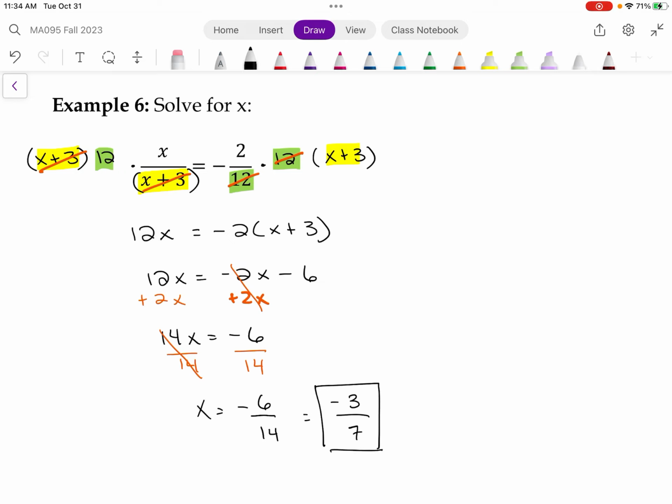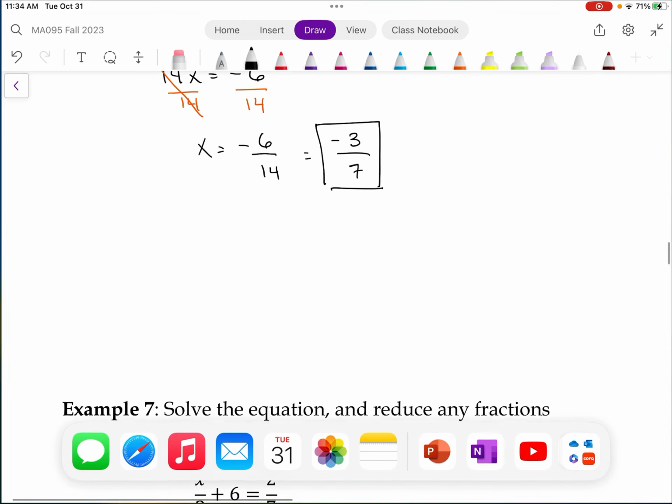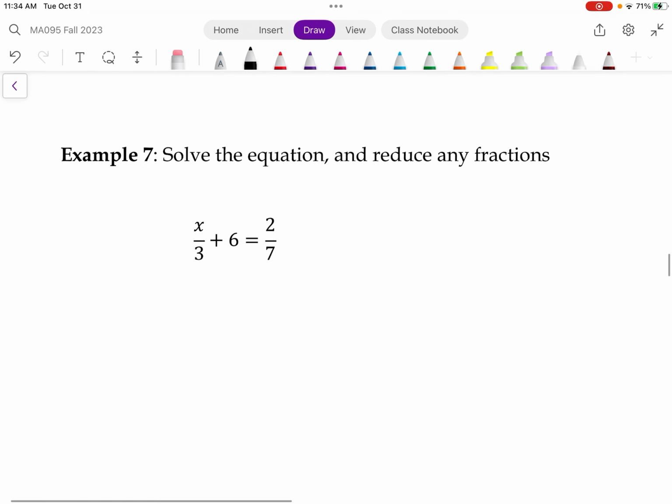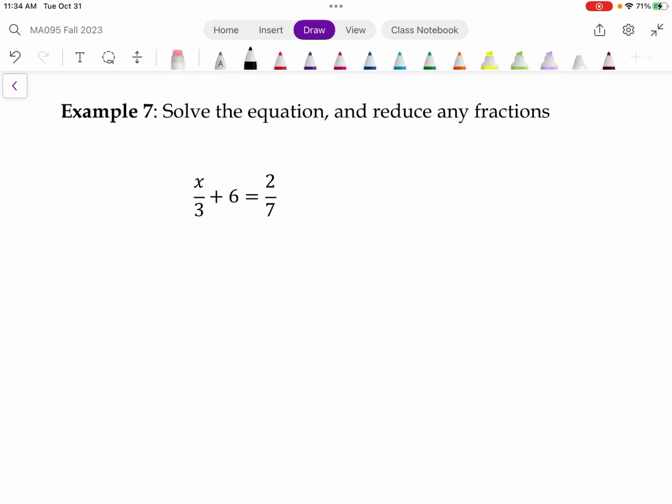All right, let's try another one. This one's a little bit different because we have a whole number stuck in there somewhere. All right, so there's a number of ways that you can do this, but I'm just going to look at the 3 and the 7. Okay, so I've got a 3 here and a 7 here, and a whole number, which is 6. I'm going to make the 6 over 1. Okay, and you can rewrite it if you want to. So I'm going to multiply both sides times 3, and I'm going to multiply both sides also by the 7.